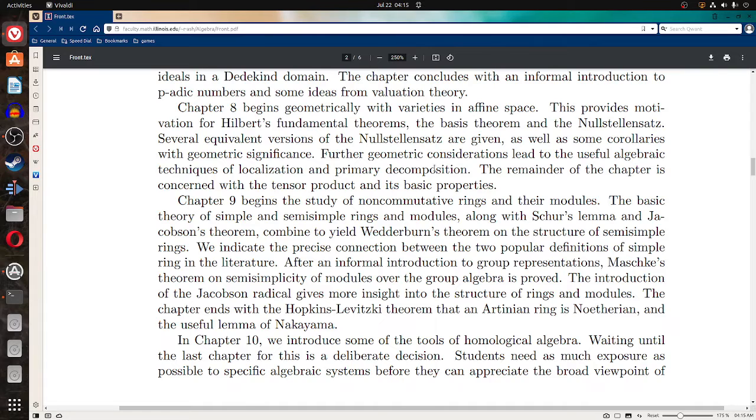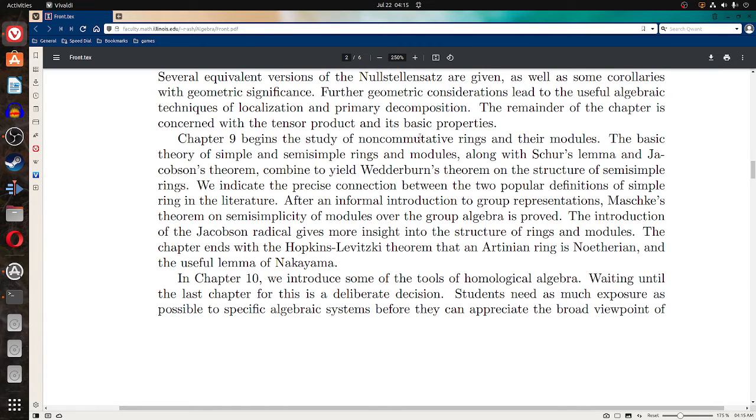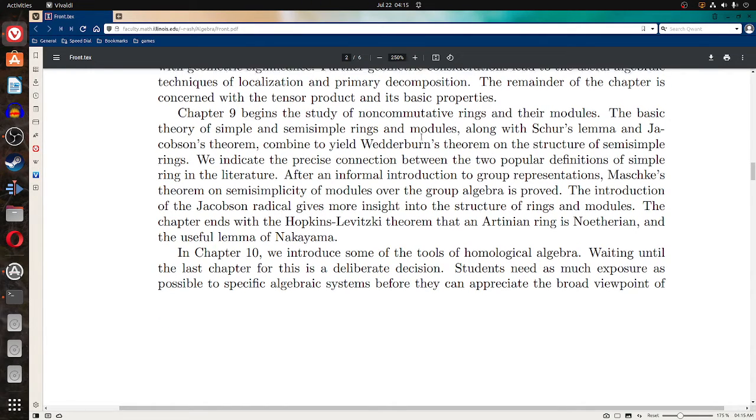Chapter 8 begins geometrically with varieties in affine spaces. This provides motivation for Hilbert's fundamental theorems, the basis theorem, and the Nullstellensatz. Several equivalent versions of the Nullstellensatz are given, as well as some corollaries with geometric significance. Further geometric considerations lead to the useful algebraic techniques of localization and primary decomposition. The remainder of the chapter is concerned with the tensor product and its basic properties.